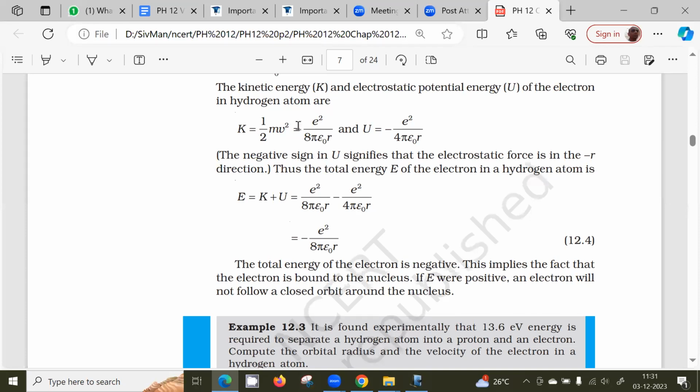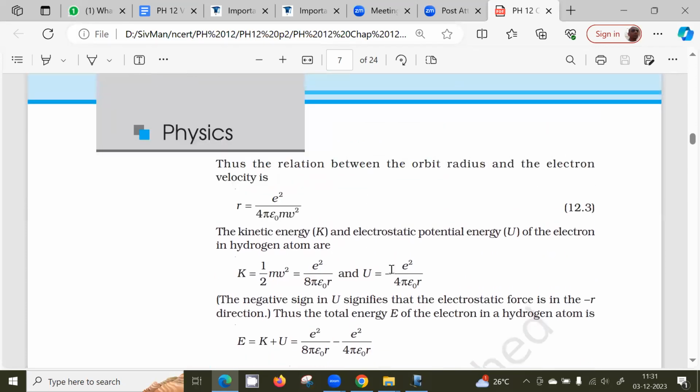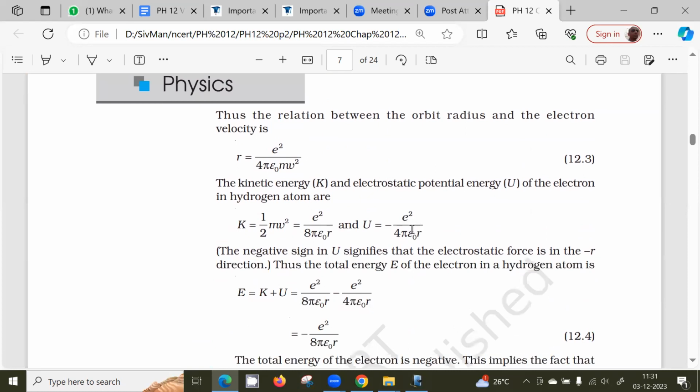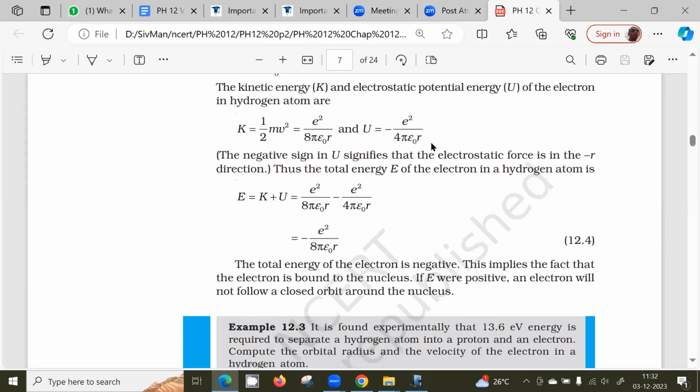One is kinetic, half mv square, where the expression for v has been derived. The potential energy is Q1 Q2 by r. One charge is the proton, positive, the other is the electron, negative, so that's why this negative sign is there. And r is the distance between the nucleus and the first electron orbit. Using that, I get the expression for the total energy of the electron in the first orbit, or I should say electron and proton together, because it is the energy of the interaction between them.